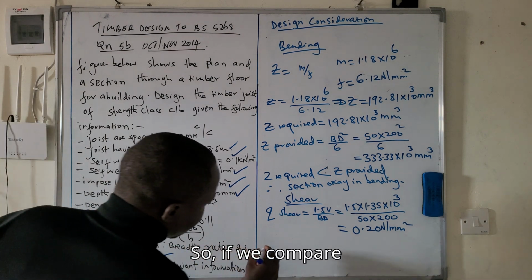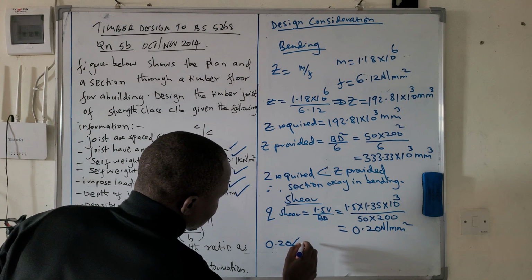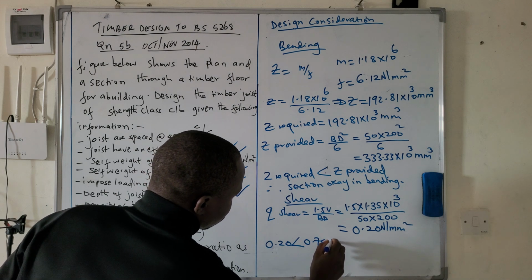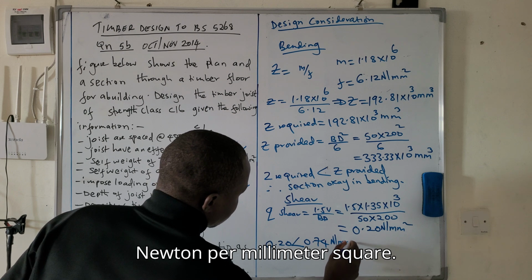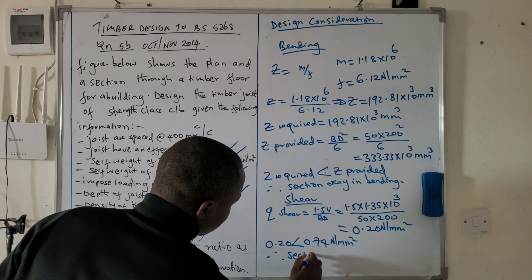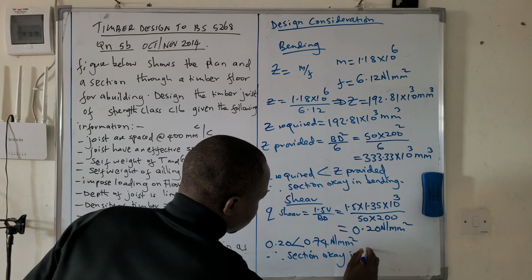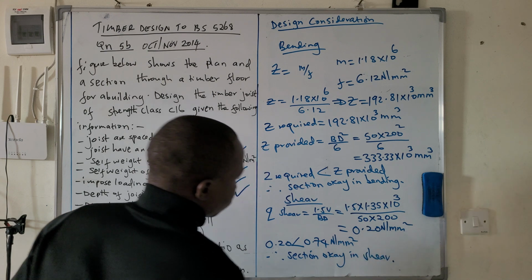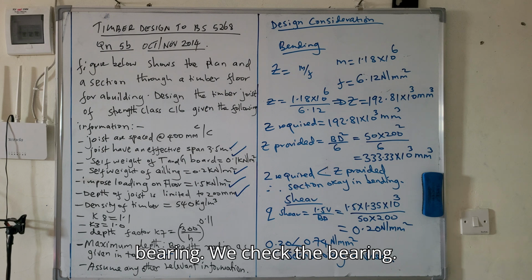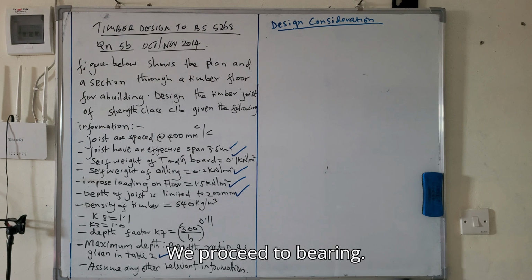So if we compare, 0.20 will be less than 0.74 Newton per millimeter square. Therefore, section okay in shear. From there, we proceed to bearing. We check the bearing.